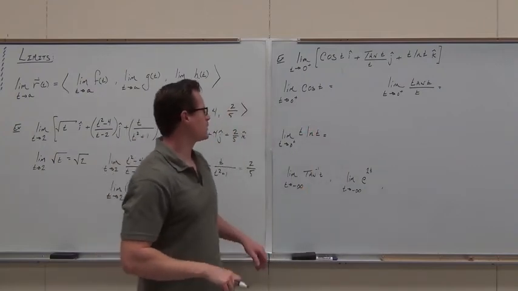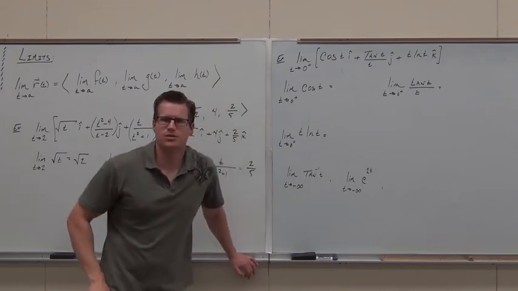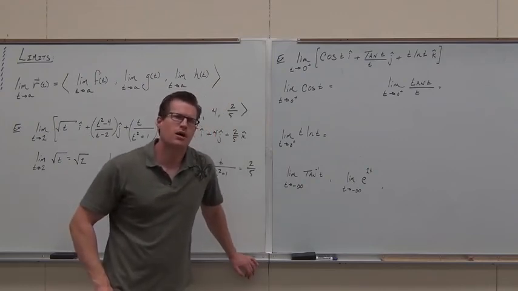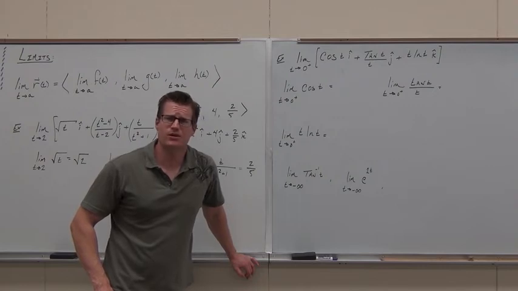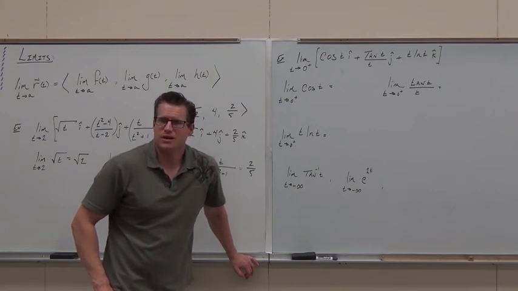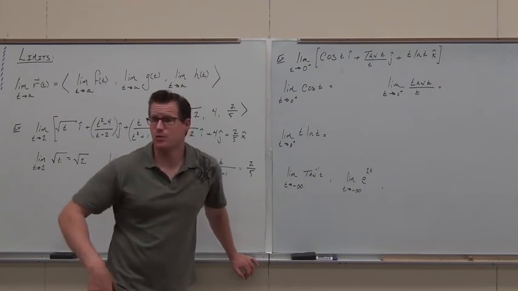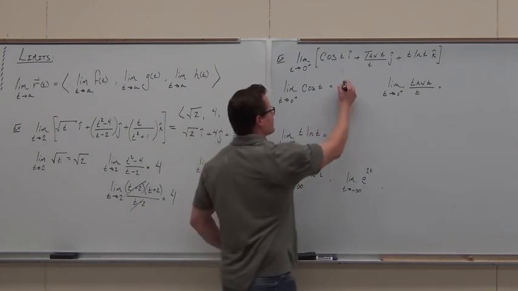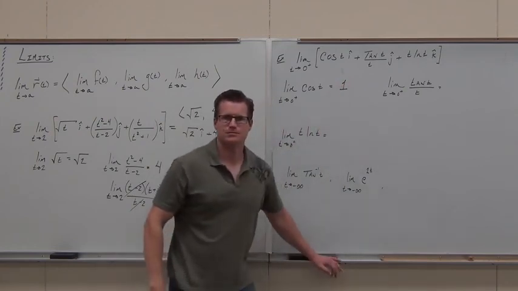Can anybody tell me out there, what's the limit of cosine t as t approaches 0 from the right? If you don't remember, with continuous functions, right and left don't even matter. Just plug the number in. Since cosine t is continuous everywhere, it has no asymptotes, just plug in 0. What's the limit of cosine t as t approaches 0? 1. So from the right, it must also equal 1. You guys okay with that one?